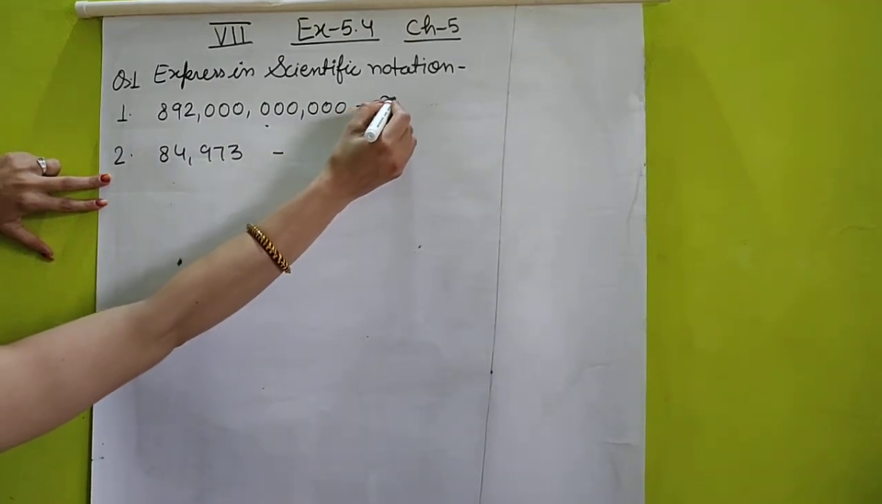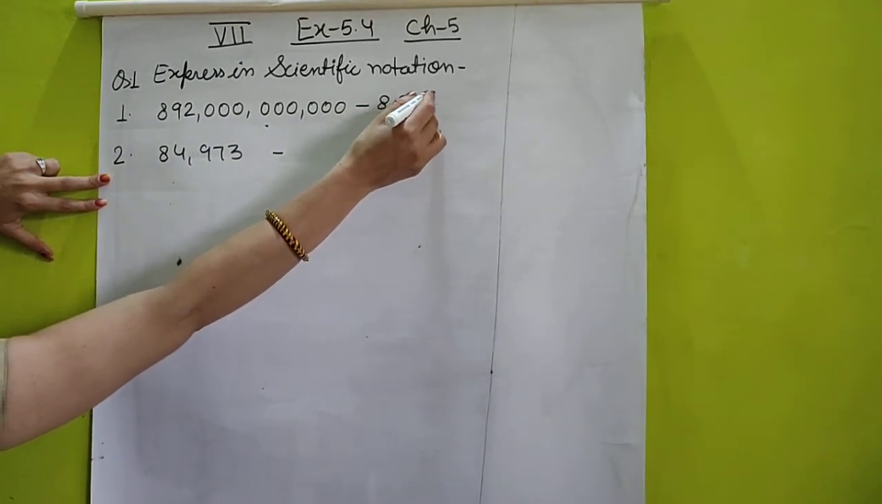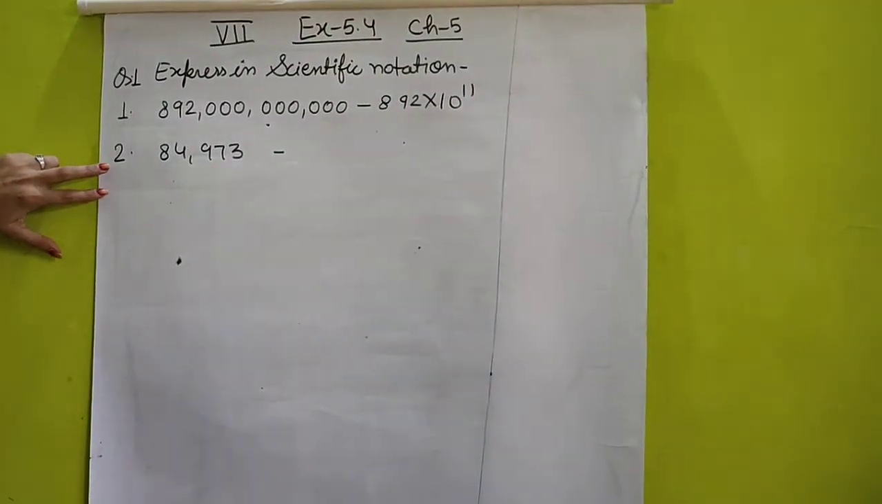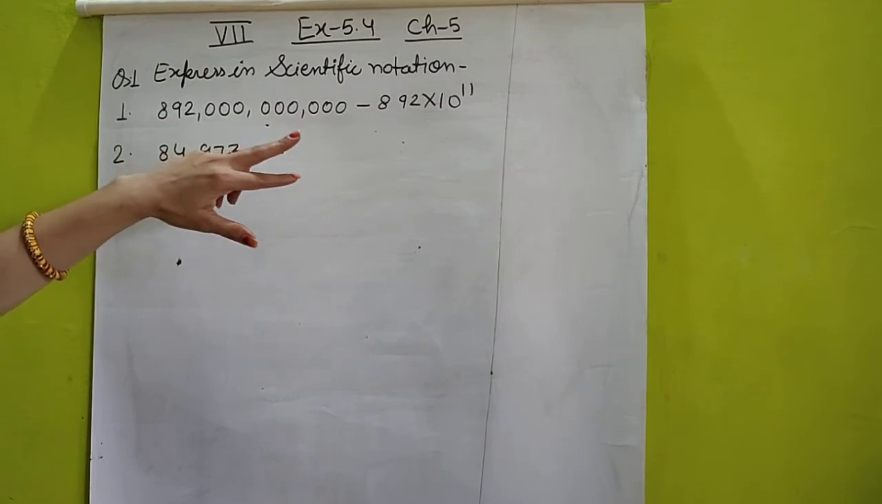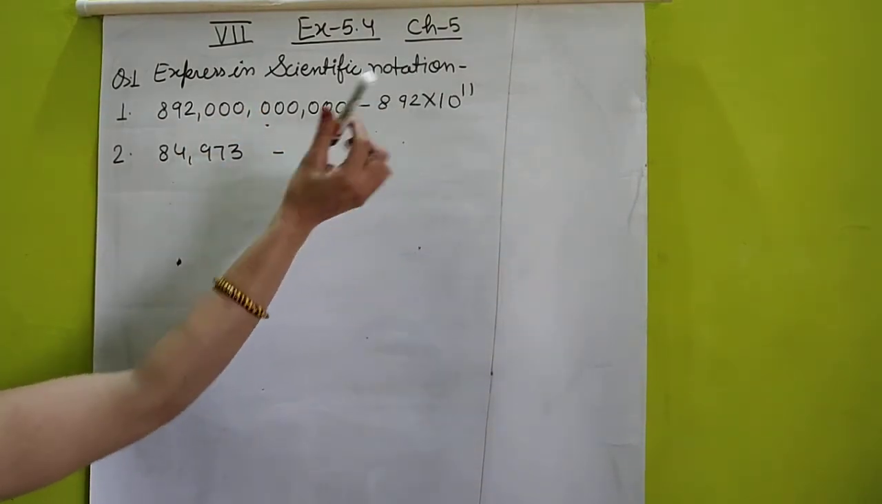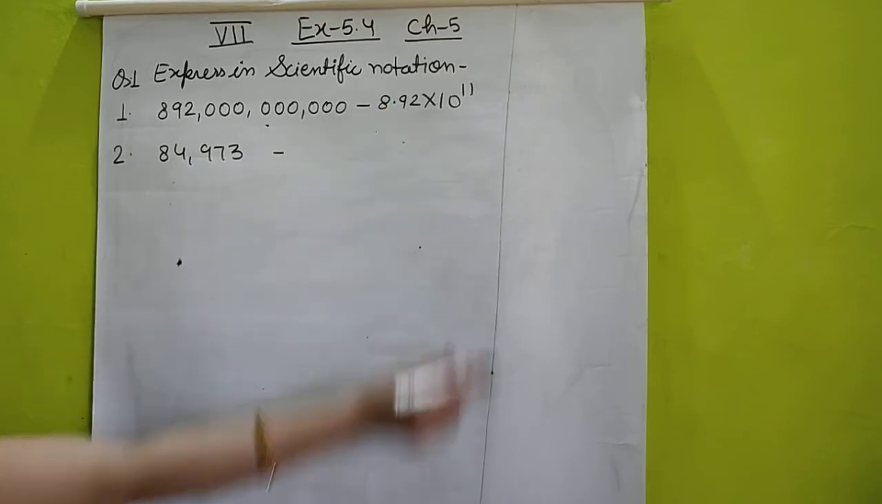So first of all 892, multiplied by 10 to the power 11, because total digits are 12, so we subtract 1 from 12, and that will be the power of 10. Now after 8 we can put the decimal.